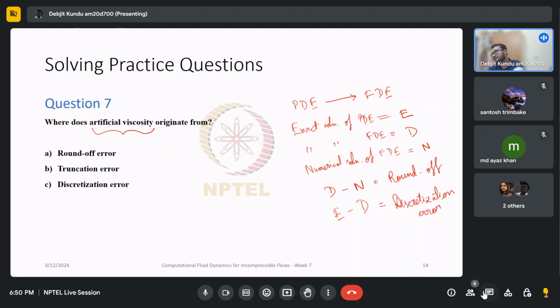And truncation error is the difference between the PDE and the FDE itself. So that is something which we have seen earlier. So let's say ∂φ/∂t equal to minus c ∂φ/∂x. We discretize this into some (φ^(n+1) minus φ^n) divided by Δt equal to c divided by Δx times (φ_i minus φ_(i-1)). These are both at n and these are at i. Then there is a truncation error obviously there, while converting the FDE to PDE.